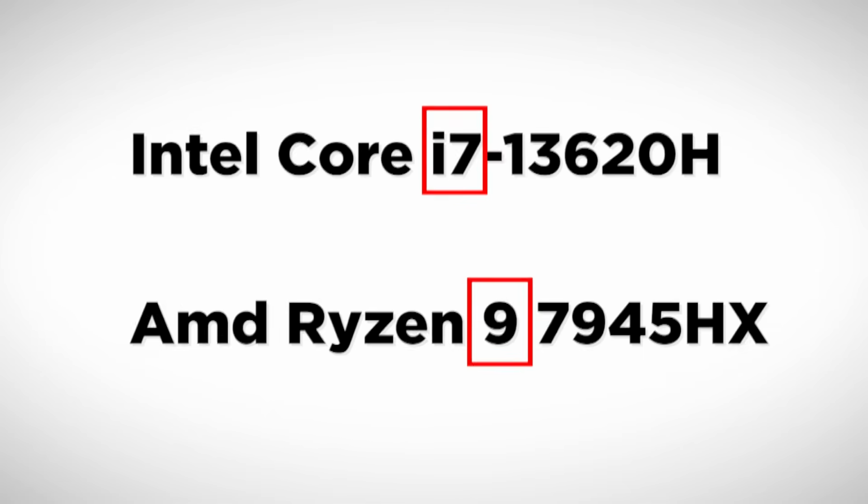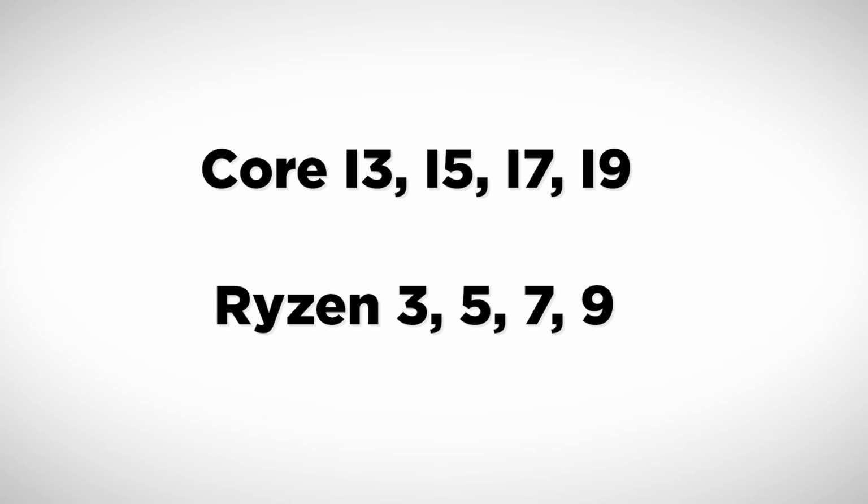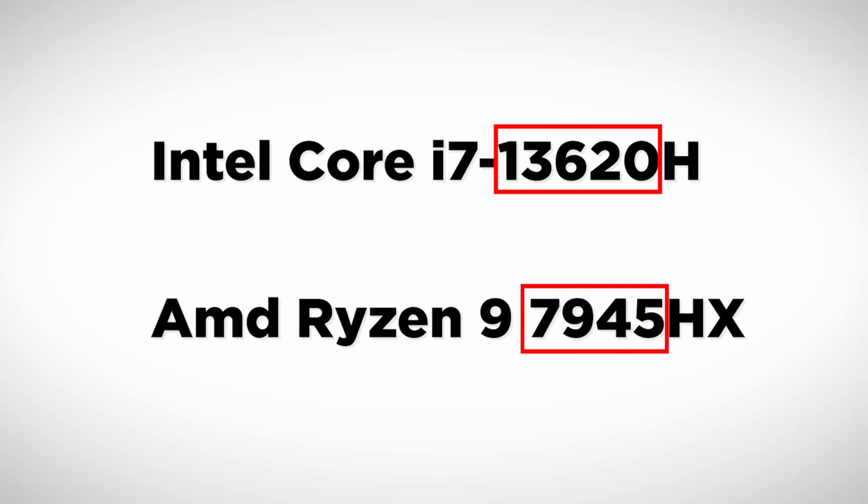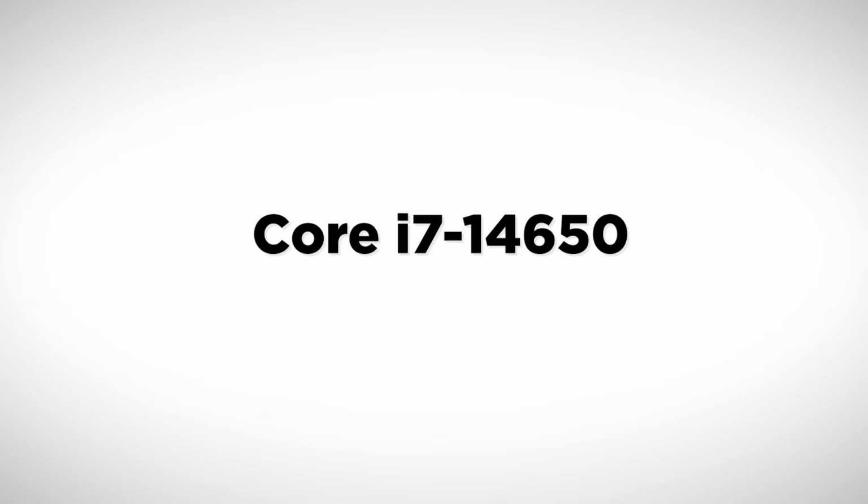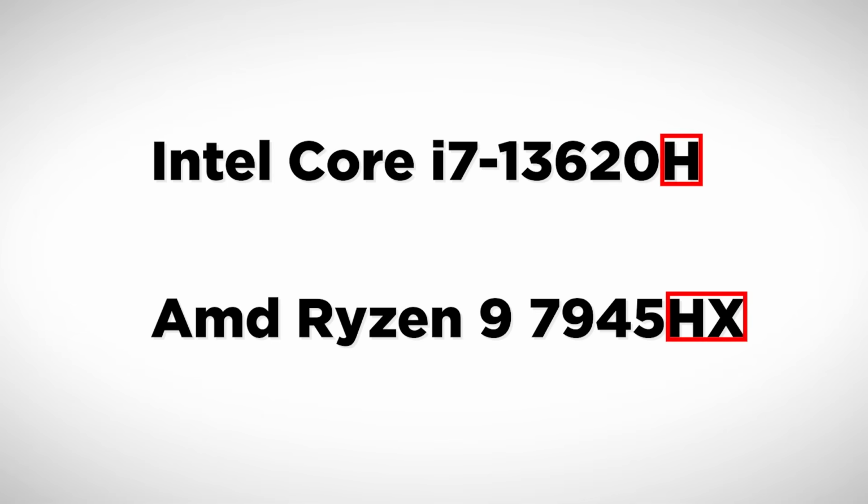First, the tier, like i3, i5, i7, i9 for Intel, and Ryzen 3, Ryzen 5, Ryzen 7, Ryzen 9 for AMD. Then you'll see a bunch of numbers. Don't stress over those too much. What matters is the first digit of those numbers, which tells you the generation. So for example, an i7-14650, that's a 14th generation processor. After those numbers, you'll see a letter. This is called the suffix, and it tells you the type of performance you can expect.